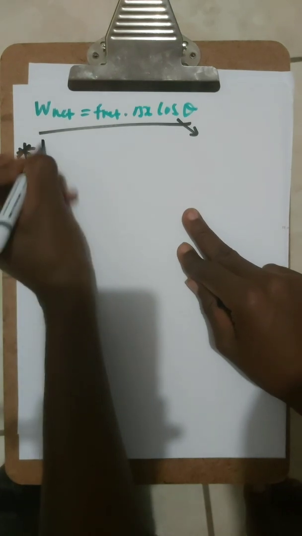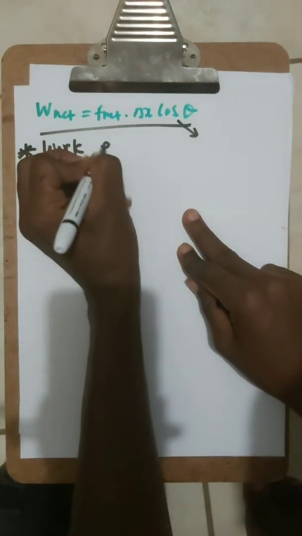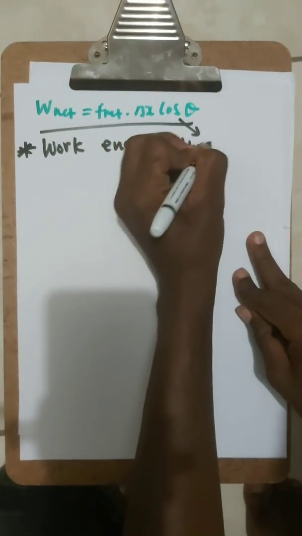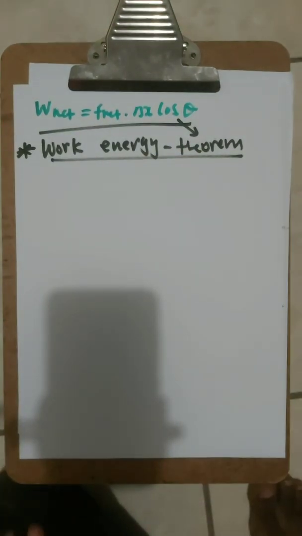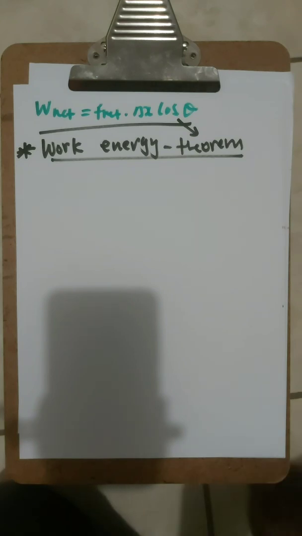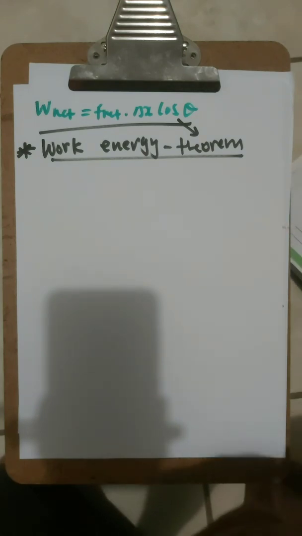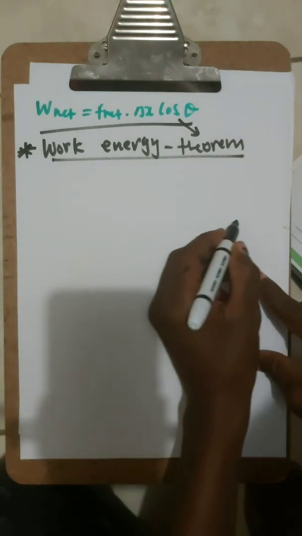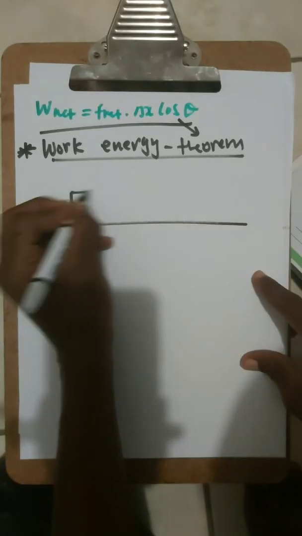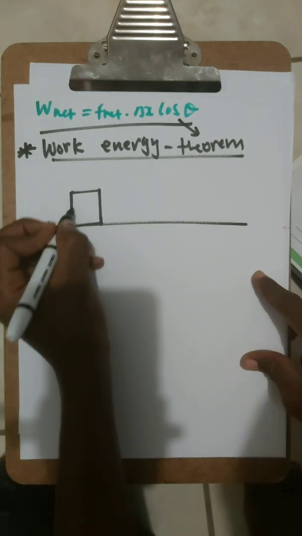So today we're going to focus on the work energy theorem. Based on what we did yesterday, we're just going to extend a bit. Let me just draw a situation first. Let's say we have a block with a mass of m.